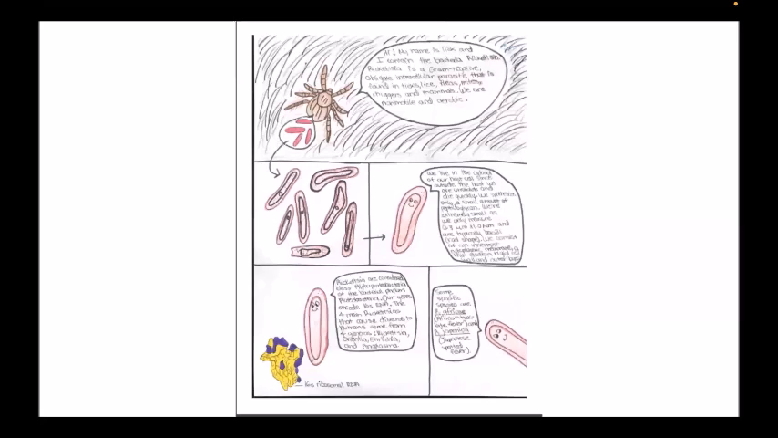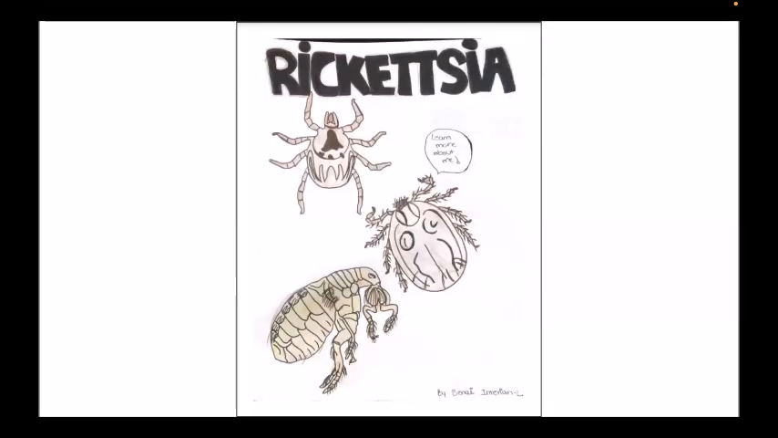Hey guys, my name is Sanai, and I decided to research a bacteria that is called Rickettsia. Rickettsia is a bacteria that is found in ticks, lice, fleas, mites, and mammals. This is a gram-negative bacteria. It is an obligate intracellular parasite that synthesizes only a small amount of peptidoglycan.